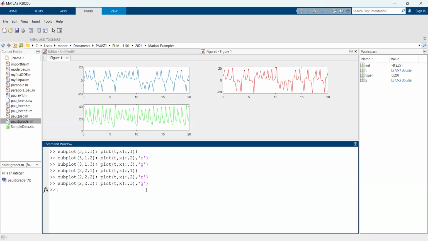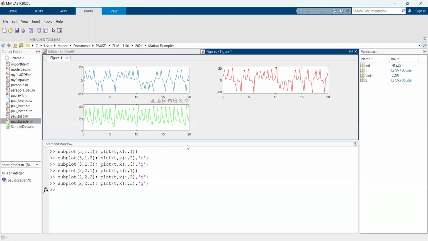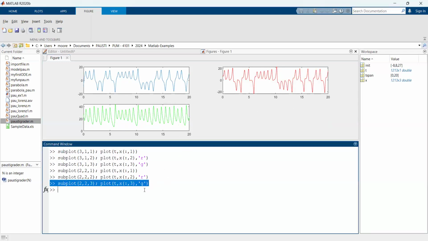Right? So now what do we put in the fourth plot? It's a 2 by 2, so we can put number 4. And now let's plot x1 against x3. Let's call it magenta.